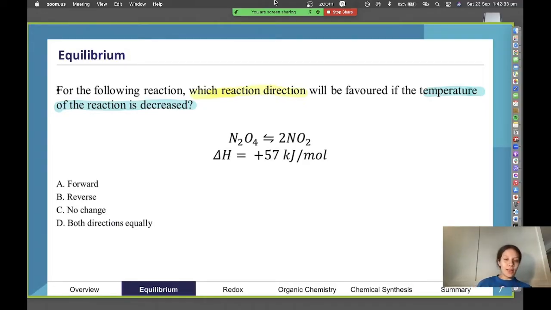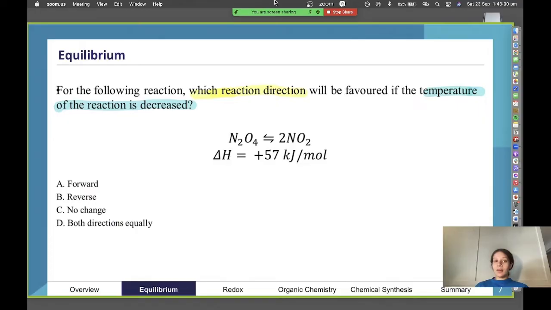Okay, so hopefully you've had a little bit of a go at considering this question. So first thing I would have a look at is the actual wording of the question itself. So we're looking at which reaction direction will be favored. So we want to think about forward or reverse, or any combination of that. And which direction will be favored if the temperature of the reaction is decreased. So here we're looking at the topic of factors that affect equilibrium.